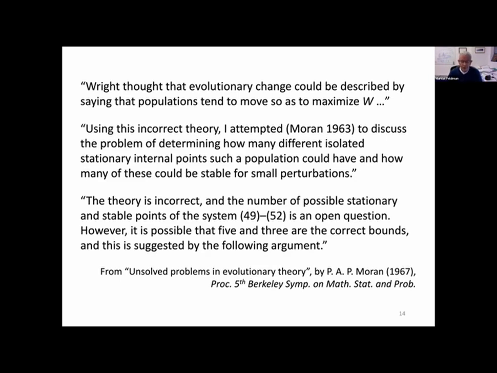Now, very interestingly, the reason that he did it in the way that he did was because Sewall Wright thought that evolutionary change could be described by saying that populations move so as to maximize the mean fitness. That is a notion of the adaptive topography. And Moran withdrew that 1963 paper. And he said, using this incorrect theory, I attempted to discuss this problem and how many of these equilibria could be stable. And he boldly states the theory is incorrect and the number of possible stationary and stable points is an open question. However, it is possible that 5 and 3 are the correct bounds, and this is suggested by the following argument. And he went into a following argument.